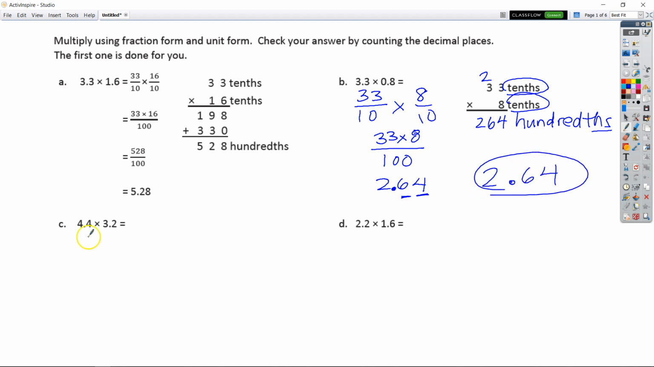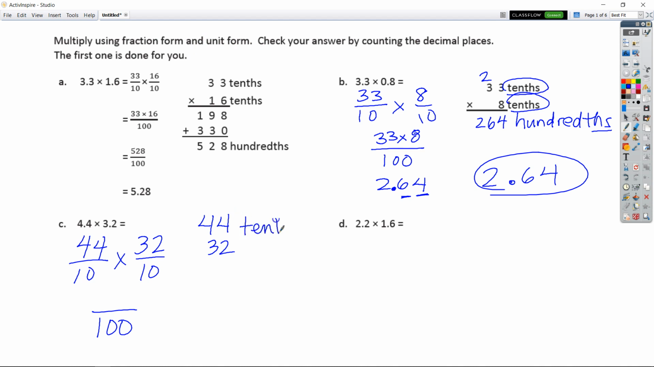All right, let's move on and pick up the pace here. We have 44 tenths times 32 tenths. I know tenths times tenths is going to give me hundredths. So now I need to say, well, 44 times 32. It asks us to do unit form as well. So I'm going to turn this into unit form by adding my words. Remember, unit form is the number and the place value in word form.